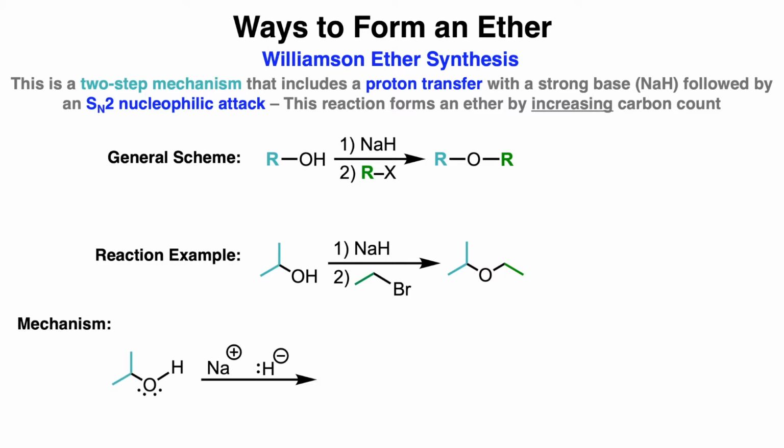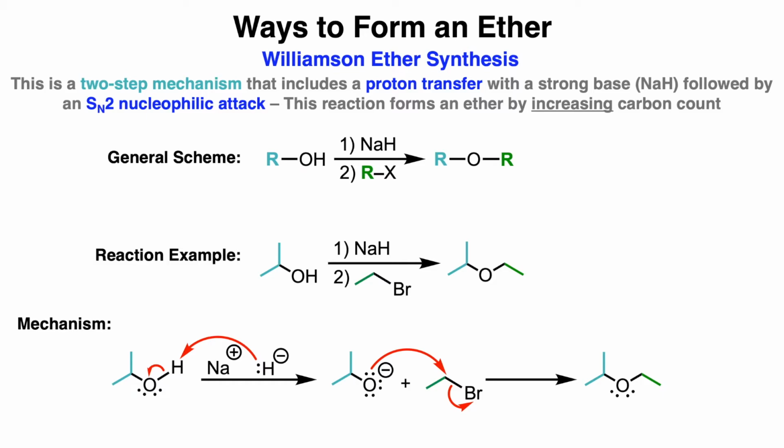The mechanism starts with a hydride deprotonating the hydrogen from the hydroxyl group, and the OH bond breaks to form a new lone pair on O. Then O- attacks the alpha carbon of the electrophile, and the bromine leaving group leaves, which then forms our ether product.